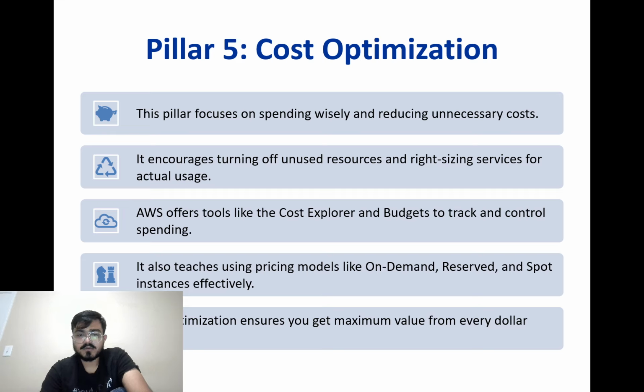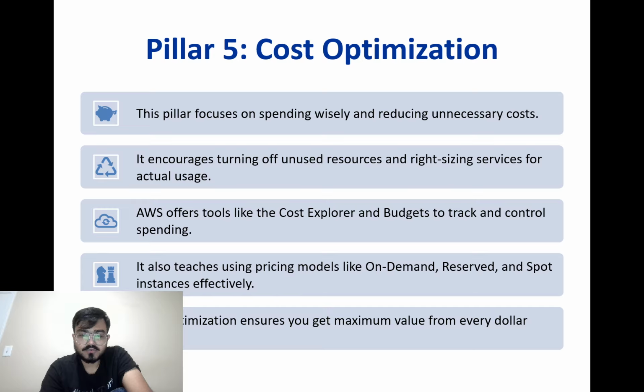Let's see the fifth pillar, cost optimization. So cost optimization is about spending money wisely and avoiding unnecessary cost. It's easy to leave unused resources running and waste money in the cloud. This pillar teaches you how to find and stop that.